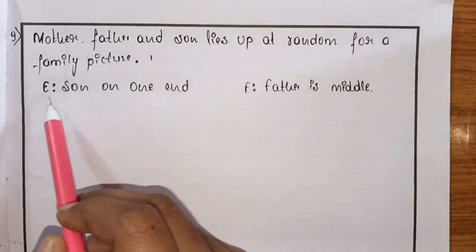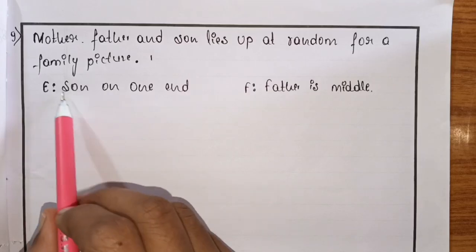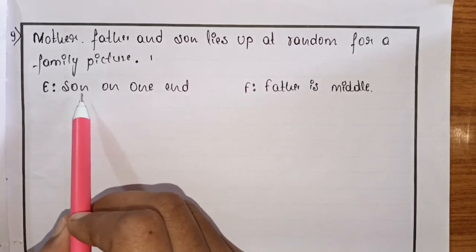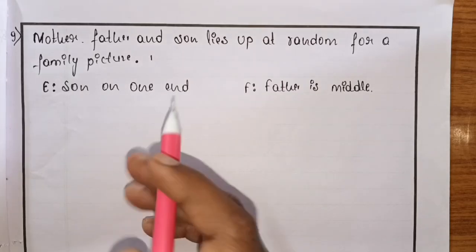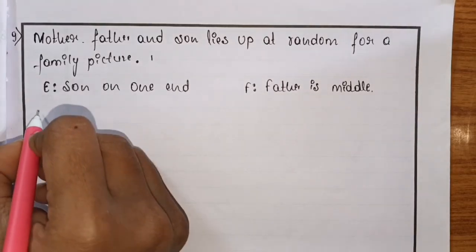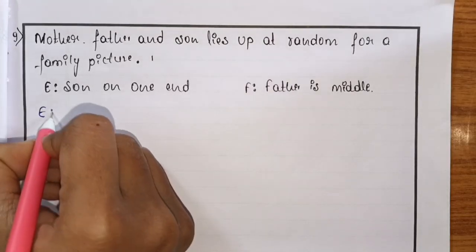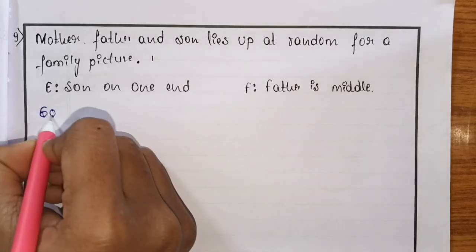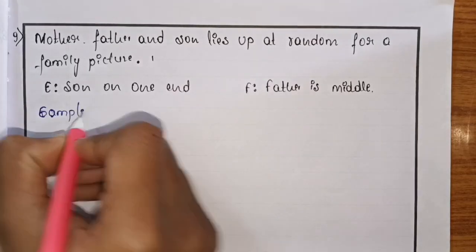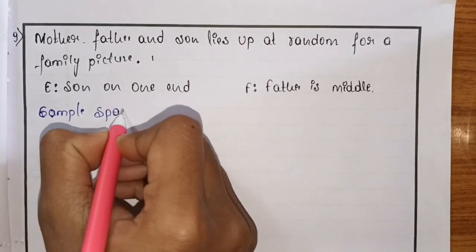We take E as the event, son on one end. So E is the event that the son is seated at one end. So what is the probability? We find it out. E is the event, son on end. So the total sample space, or total outcomes.